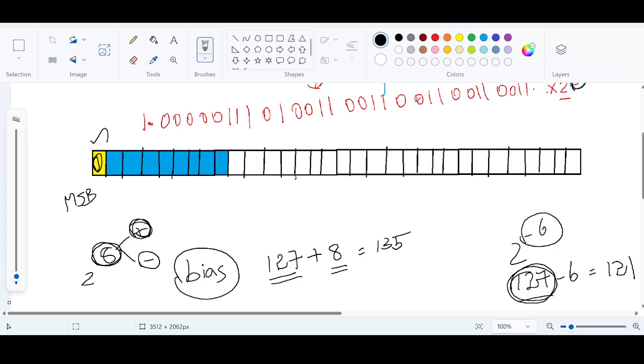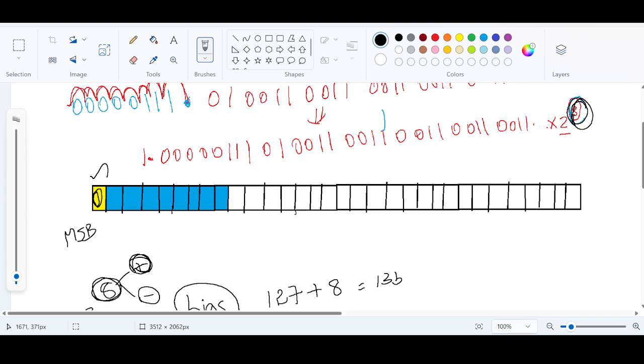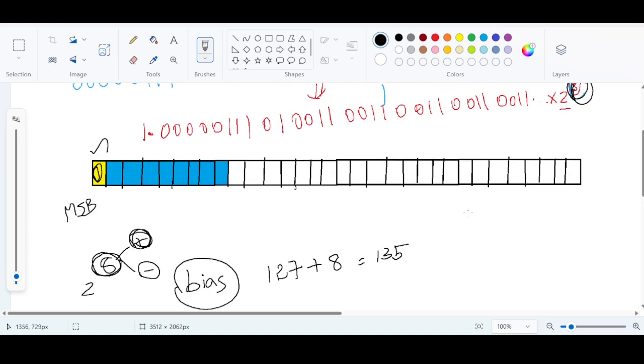So in our case, we have a number like 2 to the power of 8. 127 plus 8 is going to be 135. Find the equivalent binary number for 135.